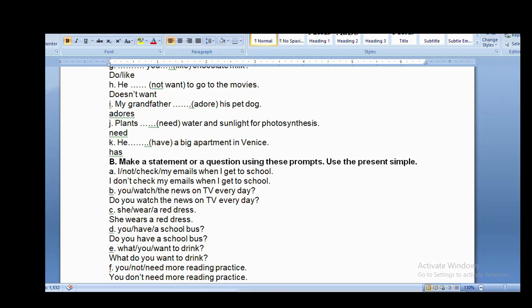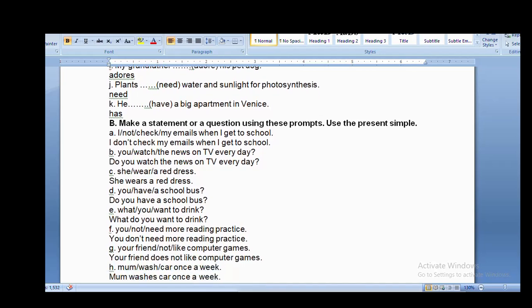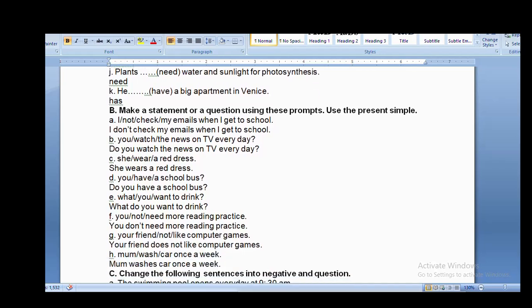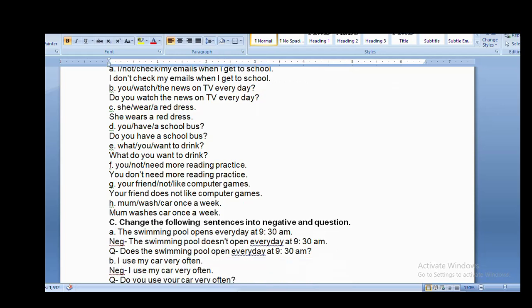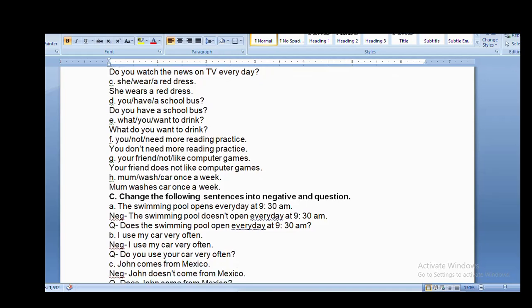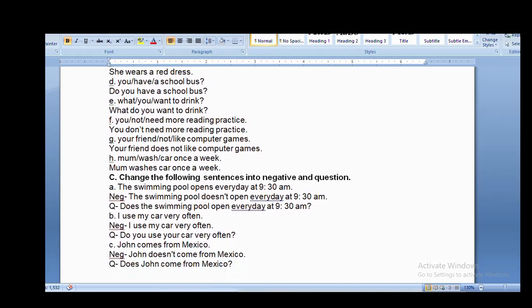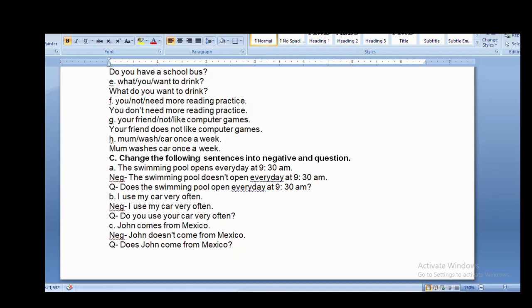It is interrogative. She wears a red dress. Here interrogative. Do you have a school bus? What do you want to drink? So you don't. It is negative sentence. You don't need more reading practice. Your friend does not like computer games. It is also negative sentence. Mom washes car once a week.